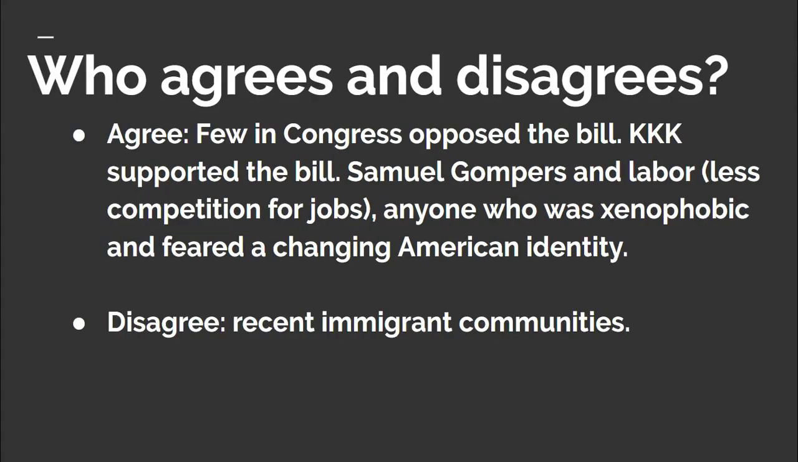Many in the United States would agree with the bill. Almost all of Congress voted for it, and at the time, the powerful KKK definitely supported it. Labor organizations and their main leader, Samuel Gompers, supported it as well, as fewer immigrants meant less competition for jobs and hopefully higher wages. And of course, anyone who feared foreigners or a changing American identity due to immigrants supported it. Those who disagreed would have been recent immigrant communities. Jewish organizations in particular protested the bill because America was seen as a refuge for the persecuted group.